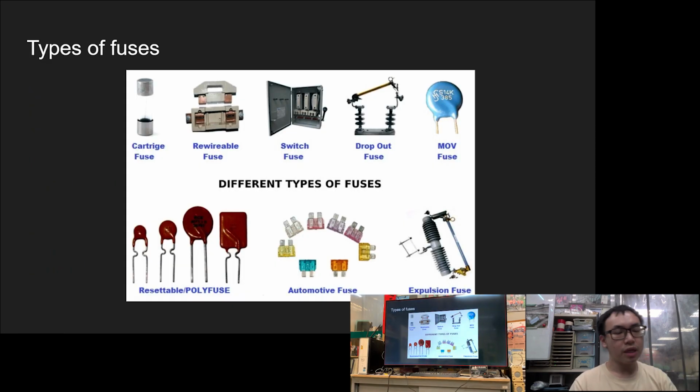Okay. So we have talked about fuses, and we've got different fuses here. Most of them we can see are the cartridge fuse and automotive fuse. Automotive fuse is the fuse used on cars. Okay. We are not going to use explosive fuse. Explosive fuse is for transmitting lines. Actually, we will use cartridge fuse, and I will talk about the cartridge fuse most of the time if I'm referring to fuse.